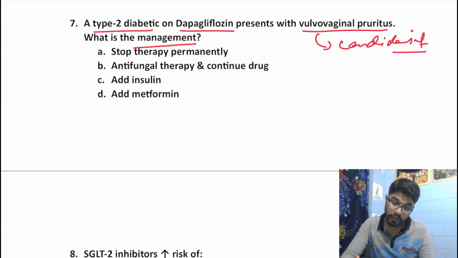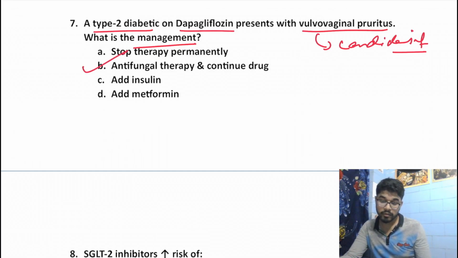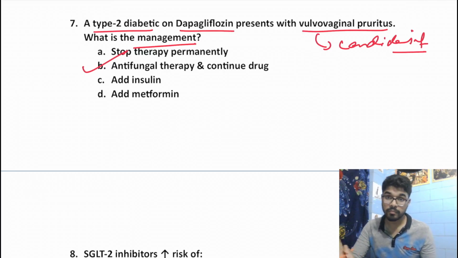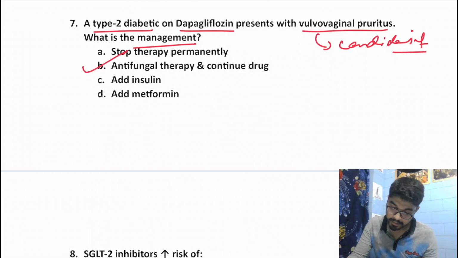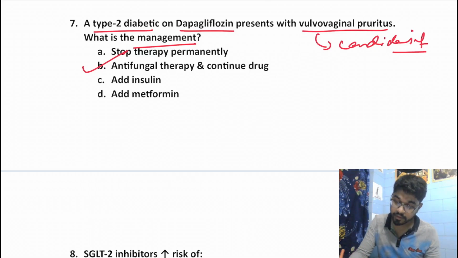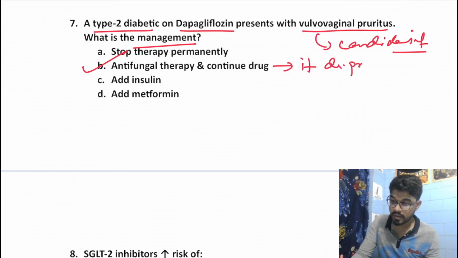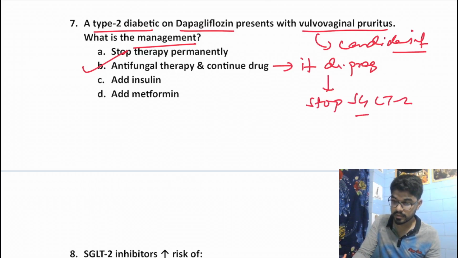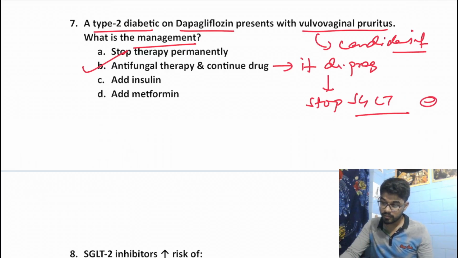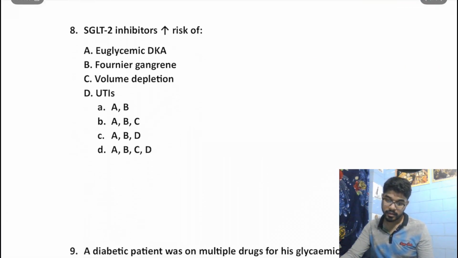We will continue it along with antifungals. But if the disease progresses, we will stop the drug, right? So the answer, the choice over here, should be antifungal therapy and continuing the drug. But if the disease progresses, then we would stop SGLT2 inhibitors. Okay. Moving on to the next question.